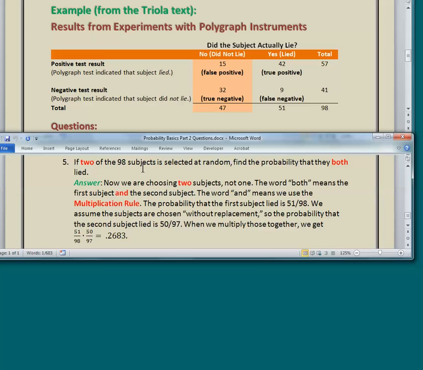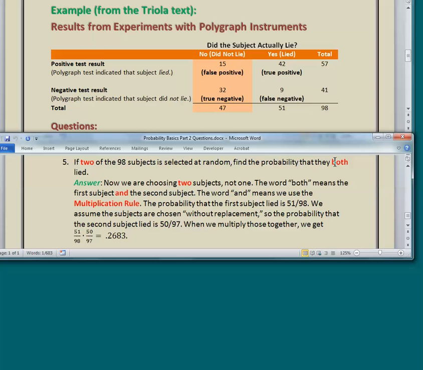If 2 of the 98 subjects are selected at random, find the probability that they both lied. Okay, so some different things are going on here. We're no longer selecting just 1 of the 98 subjects. Now we're selecting 2, and the question says find the probability that they both lied. Well, now this is a different kind of question.